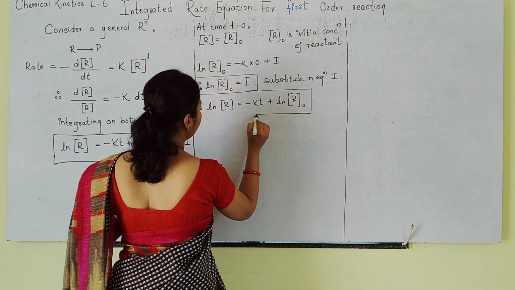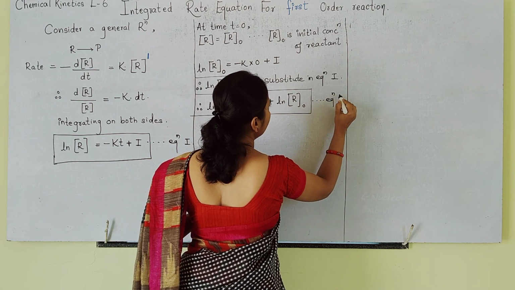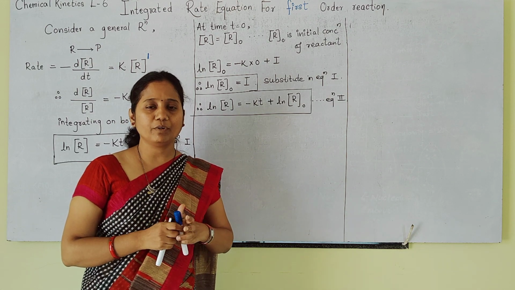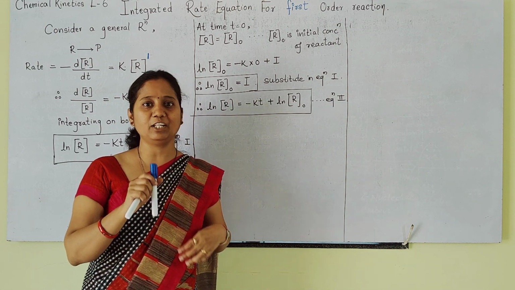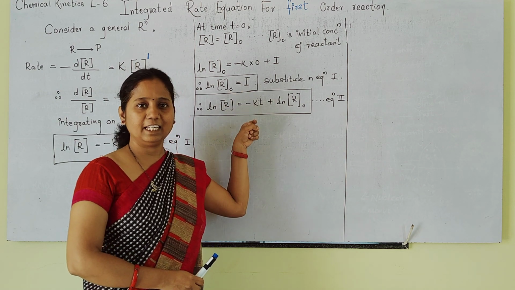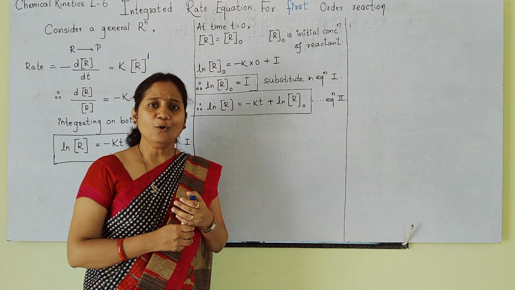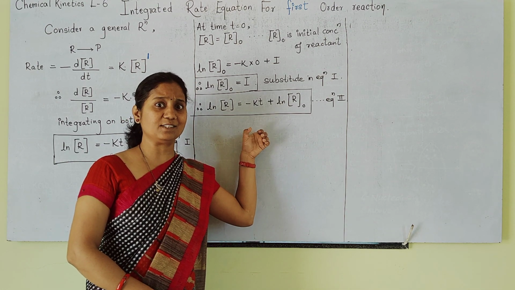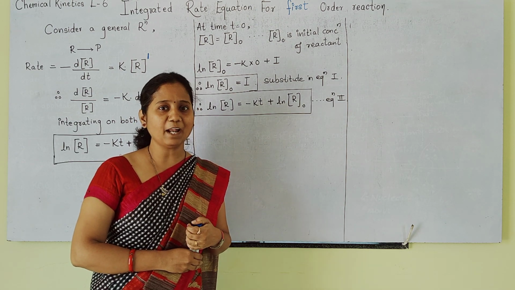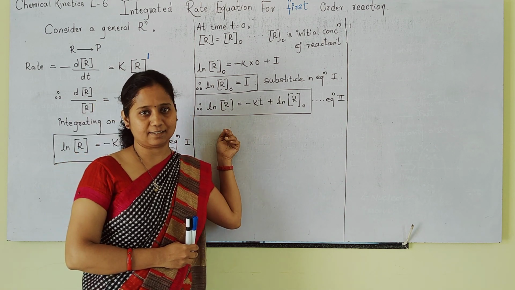Whatever you have got after substitution becomes our equation 2. To which equation will you call the second equation? When you substitute the value of I in equation 1, that becomes your equation second. We call it equation second because we have to compare it with y is equal to mx plus c and plot the graph. So let us write equation third.